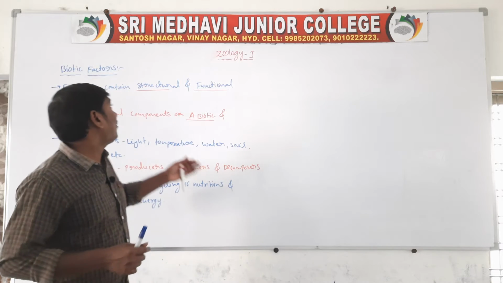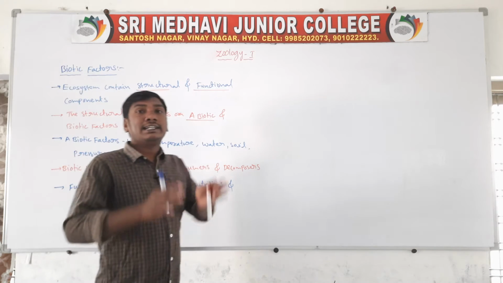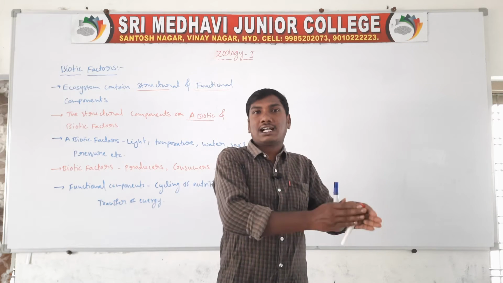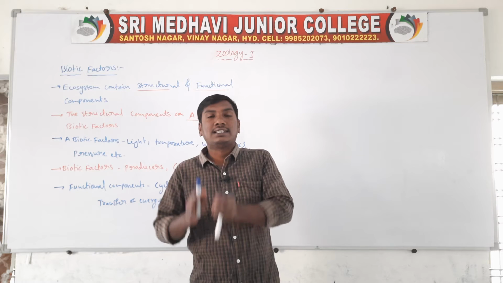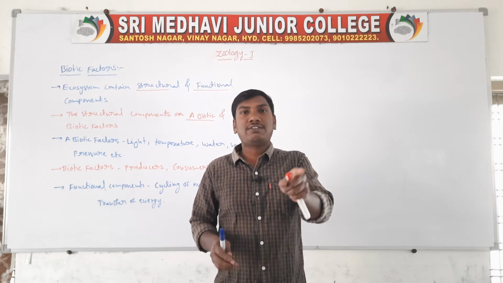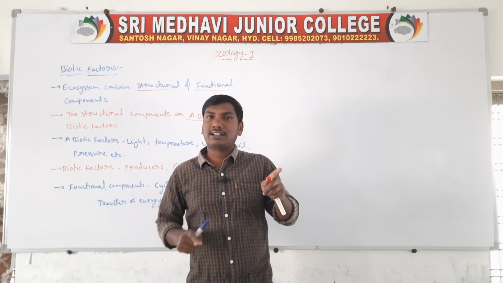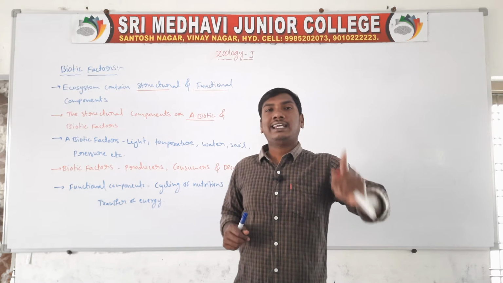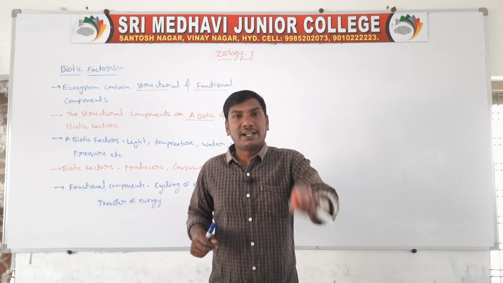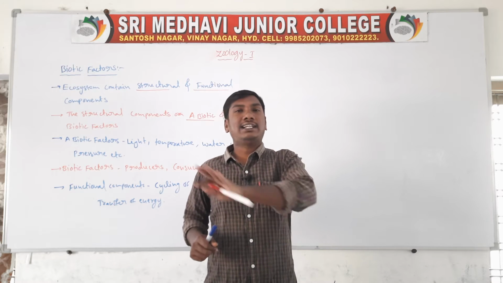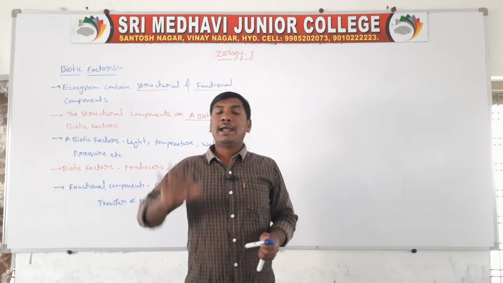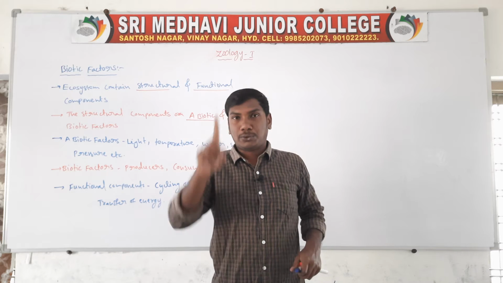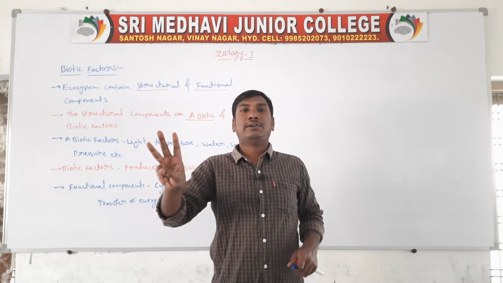Once revised. The ecosystem contains structural components and functional components. First one, structural components. The structural components are the abiotic factors and biotic factors. Abiotic factors are light, temperature, pressure, water, soil. Next one, biotic factors. Biotic factors means living things, living organisms like producers, consumers, herbivores.